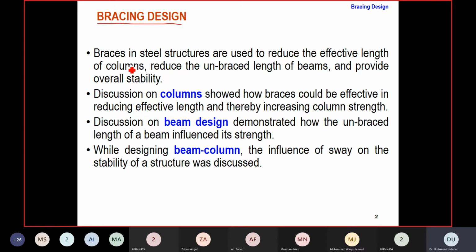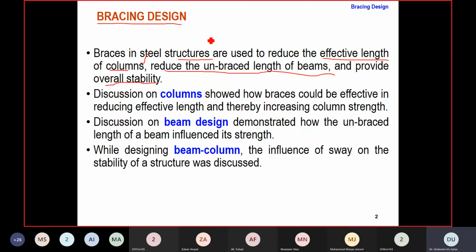For the bracing design, you are going to need certain knowledge that you already have. Bracing in steel structures is used to reduce the effective lengths of the columns, to reduce the unbraced lengths of the beam, and to provide overall stability. These braces, of course, are made of steel.